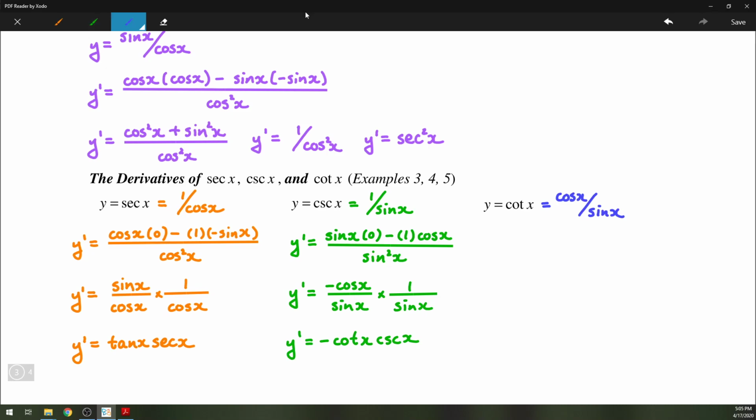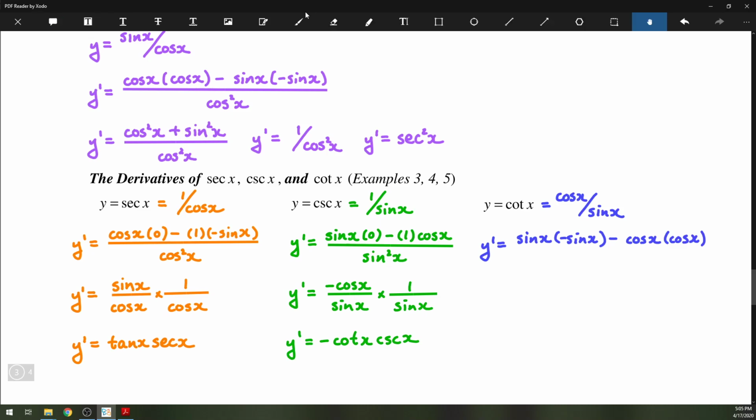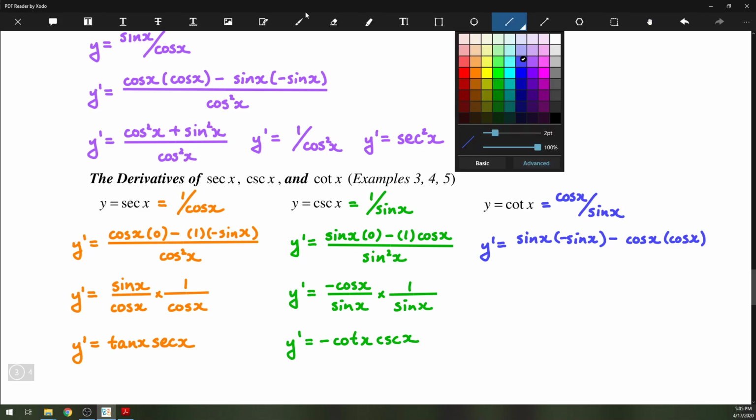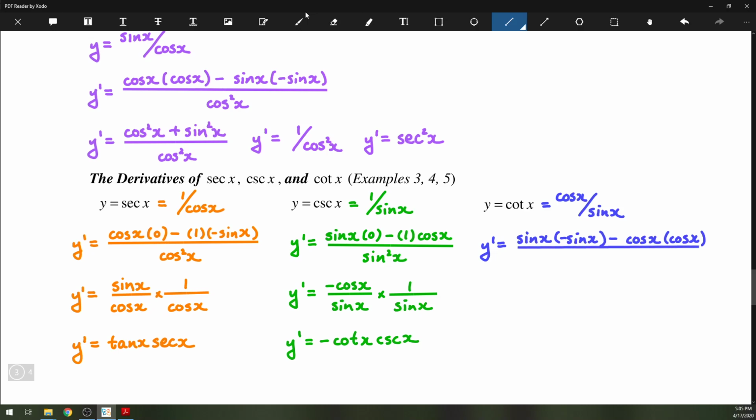Next one, very similar. Let's take the derivative here. We actually leave sine x as is. The derivative of cosine is negative sine x, minus then the cosine x just as is. And then the derivative of sine x, which is cosine x, using the quotient rule. And this will be all over sine squared x.